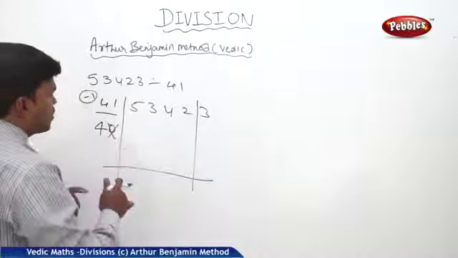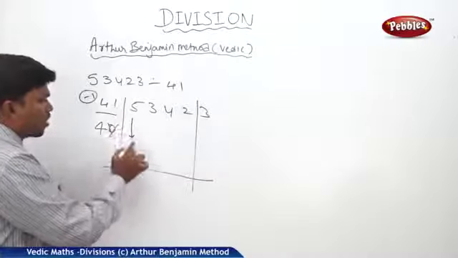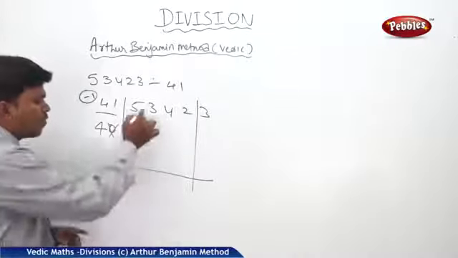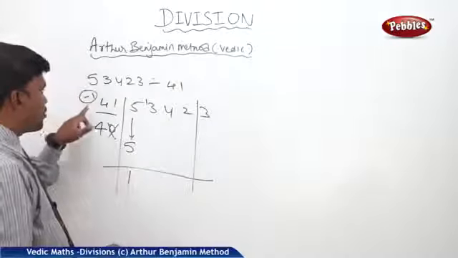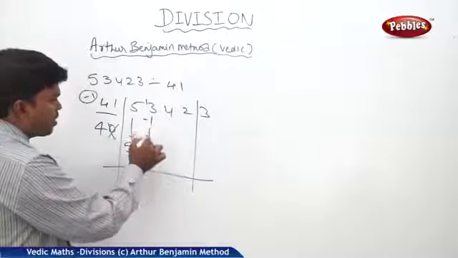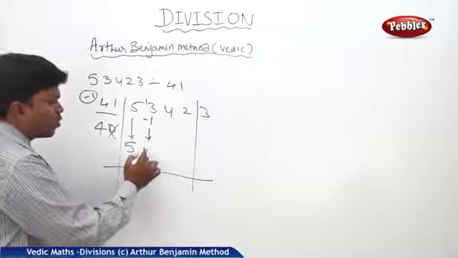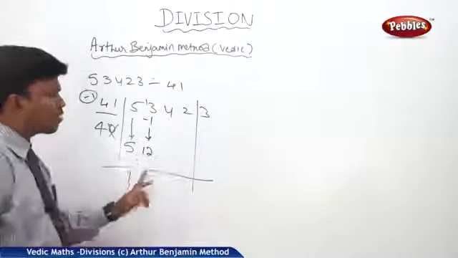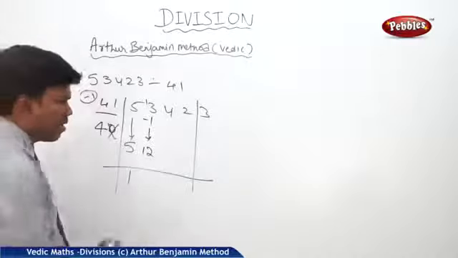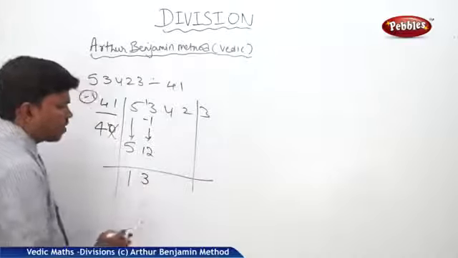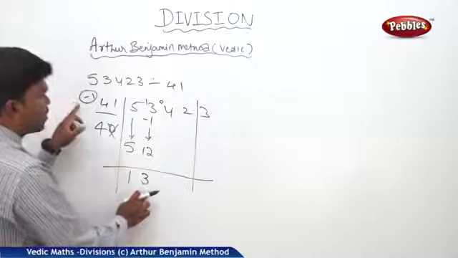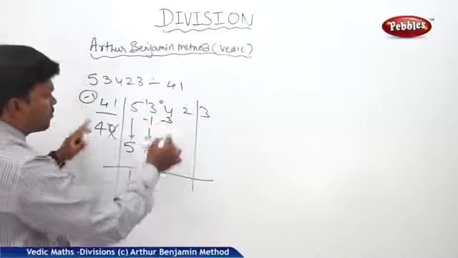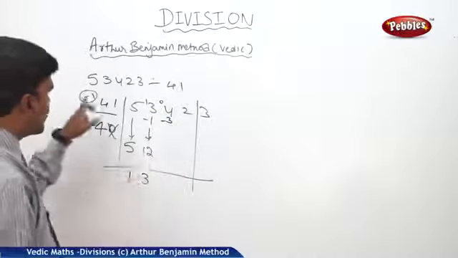Right, now start. First take 5. How many times it goes? 1 time. What is the remainder? 1. Put it before the next number. Now 1 into minus 1, minus 1. 13 minus 1 is how much? 12. Now 12, how many times it goes? 3 times. 4 3s are 12. What is the remainder? 0. Now 3 into minus 1, minus 3. Yes or no? 3 into minus 1, minus 3.